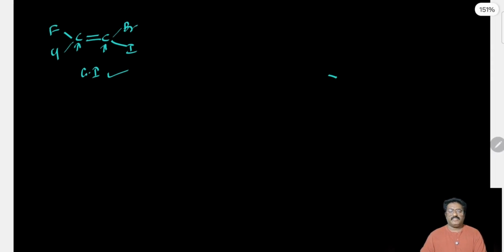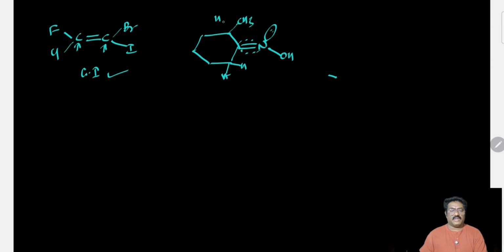If carbon is double bonded with nitrogen, it has a lone pair and an OH. This carbon side has the double bond, with CH3 and H. So this carbon has different types of groups. It can show GI.